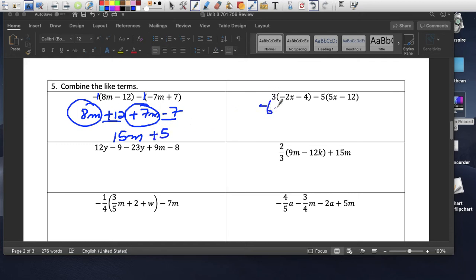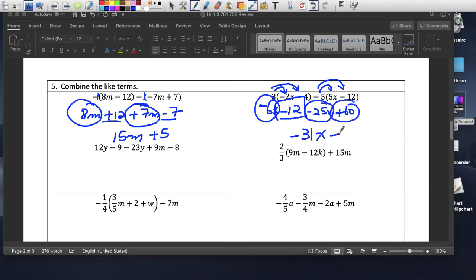You get negative 6x here. Positive times a negative gives you negative 12. And then this gives you negative 25x. And then negative and a negative is just positive 60. Combine like terms, yeah, you combine this guy with this guy. So you got a negative 6, negative 25, which gives you negative 31x. And then negative 12 plus 60 is going to give us plus 48.